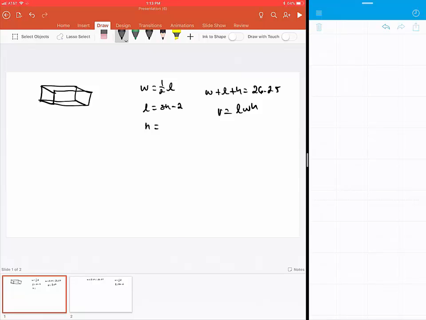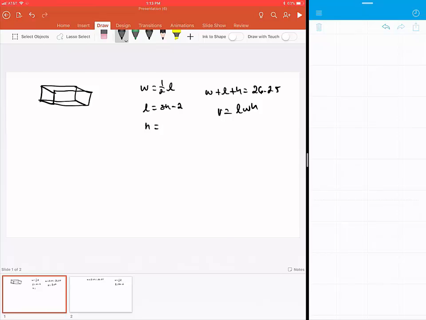Quick video for example for 2.5, question number 4. In this particular example, they're telling us that the width of a brick is half the length, so that's W is equal to 1/2 L. And it says that the length is 2 inches less than 8 times the height. So that's where the 8h minus 2 comes into play, and then just h.